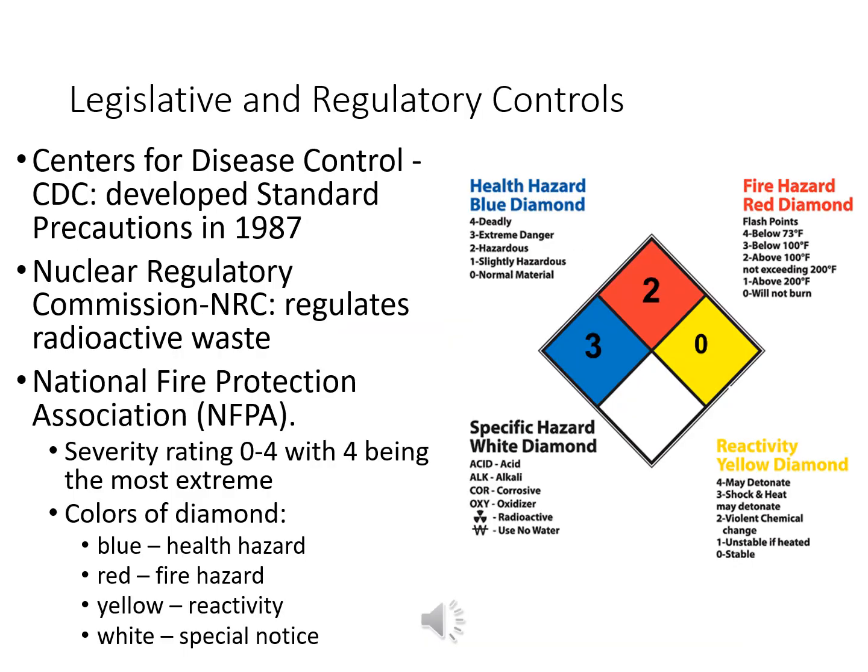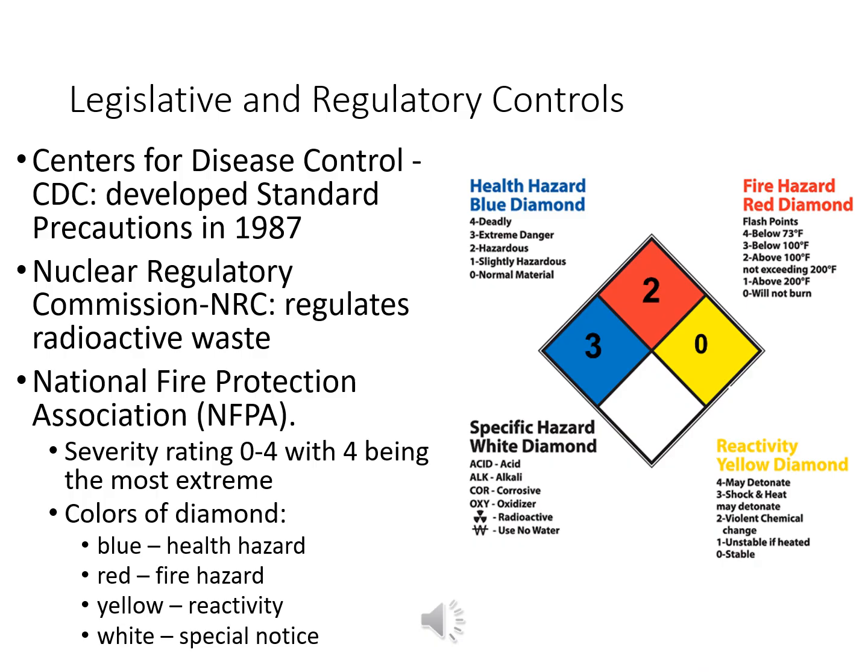Legislative and regulatory controls. So you have the Centers for Disease Control, or CDC. They developed the standard precautions back in 1987, and basically what that states is that you treat everything as if it were infectious. And then you have the Nuclear Regulatory Commission, or NRC, that regulates radioactive waste. Typically we don't have too much of that in the clinical lab setting.